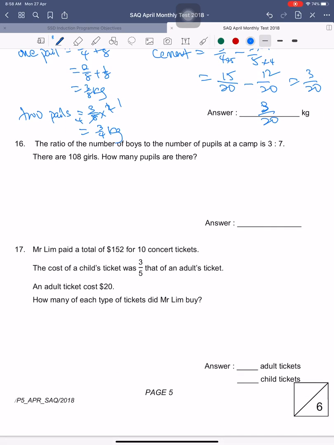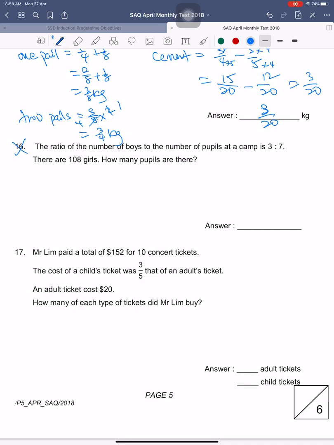Okay, question 16 I'm going to skip because the question revolves around ratio. And question 17. Alright, let's look at question 17. Mr. Lee paid a total of $152 for 10 concert tickets. Now the cost of the child's ticket is 3/5, meaning 3 units for the child, 5 units for the adult's ticket. By the way, the answer is 4 and 6.